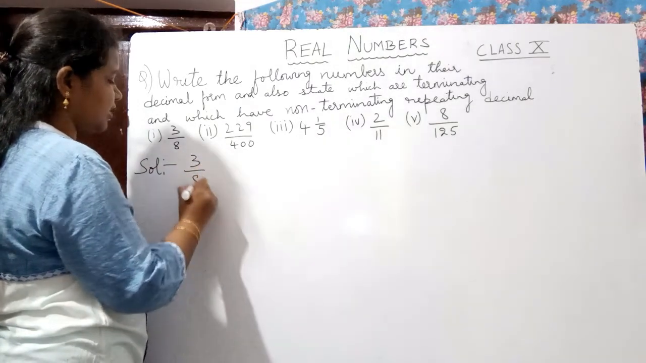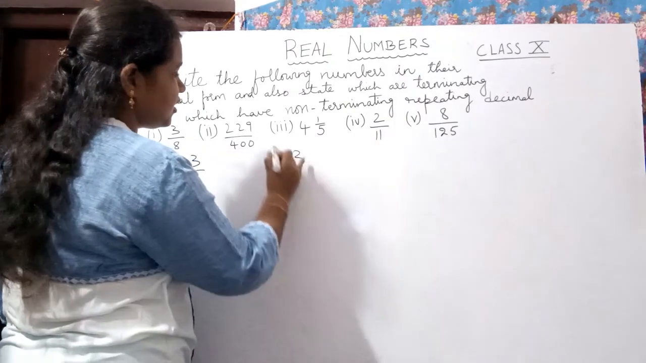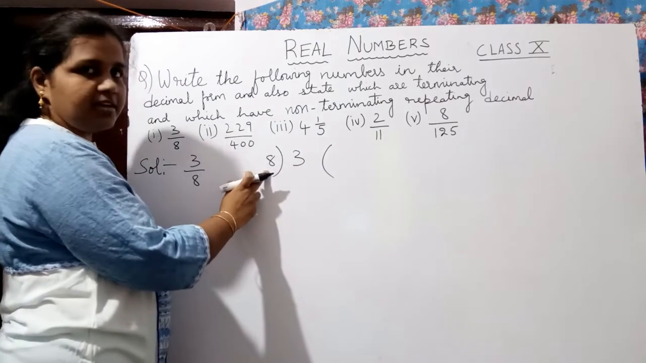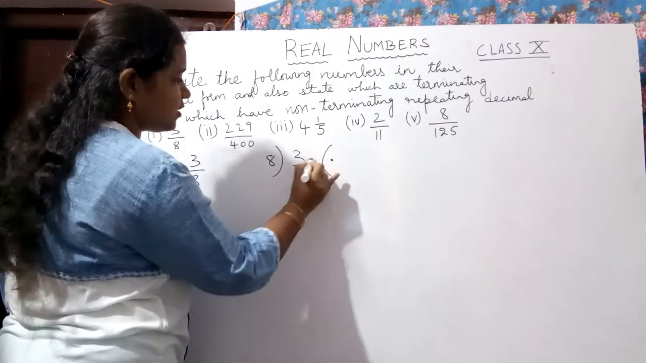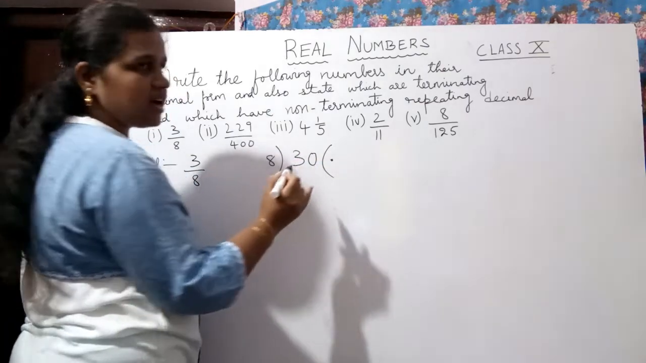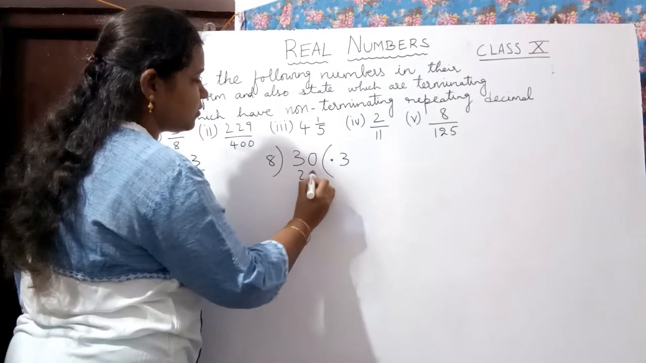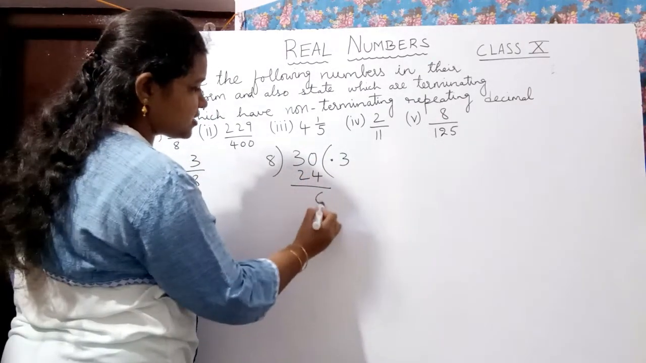This is 3 by 8. So let us convert 3 divided by 8. 3 is smaller than 8. So put a point and then a 0 here. We know 8 threes are 24. And then 30 minus 24 is 6.